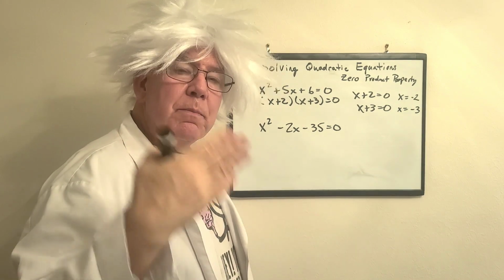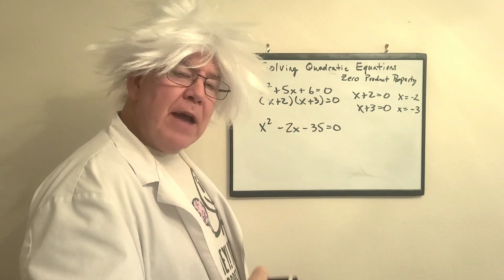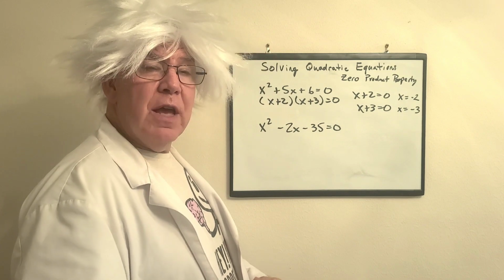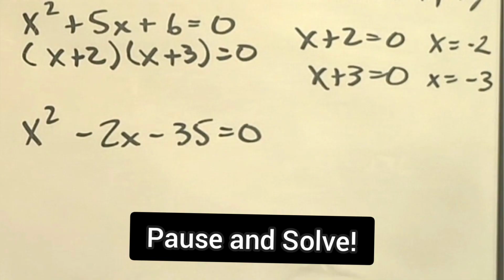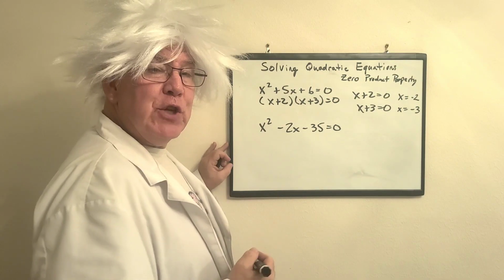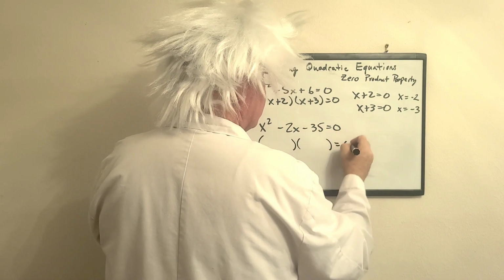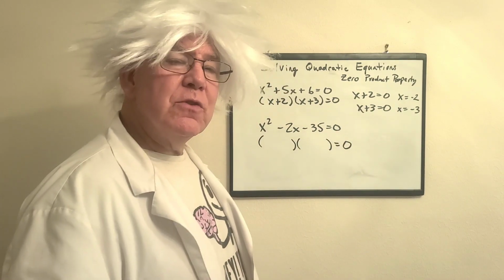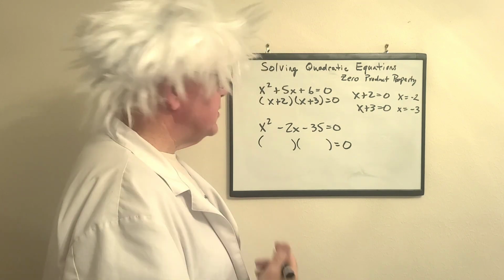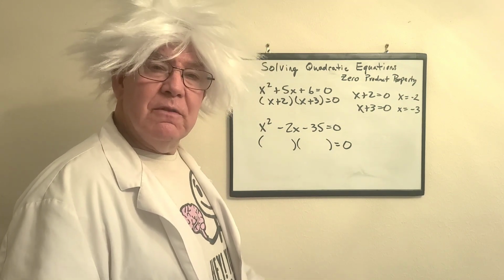All right, now here's the next one. This is what I want you to do. Pause the video, think about the factors of negative 35 whose difference is negative 2, and we'll get back together. Okay, did you get a chance? So we say, what are the factors of 35 whose difference is 2? Well, of course, 7 and 5.